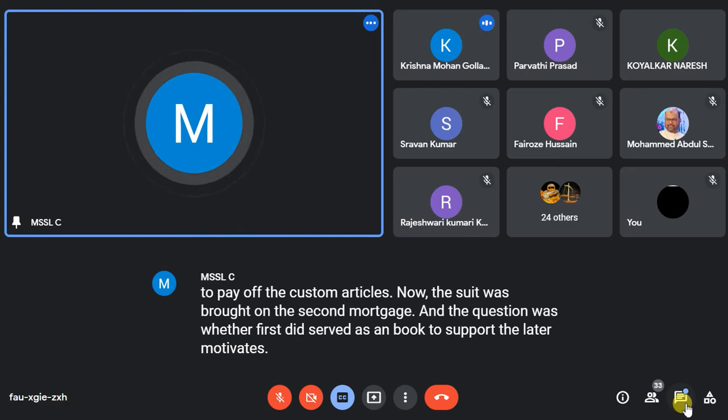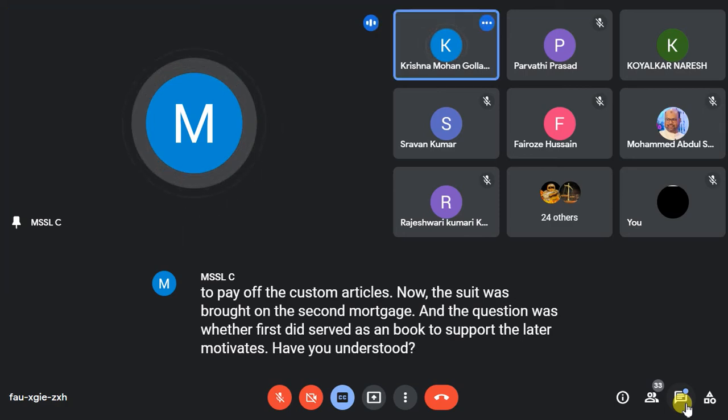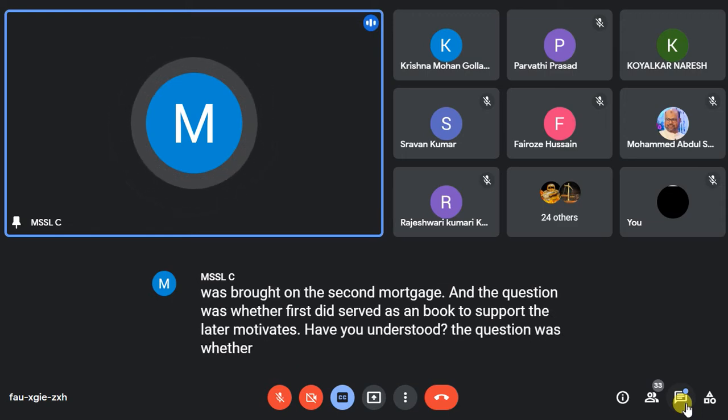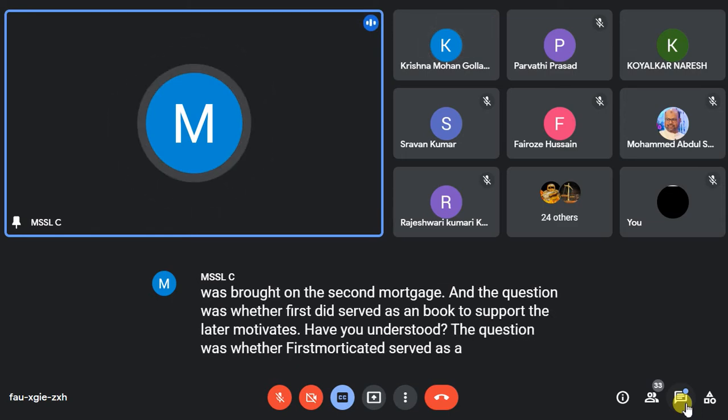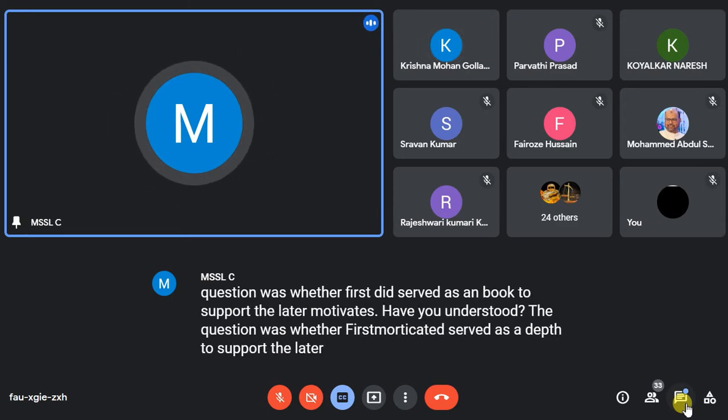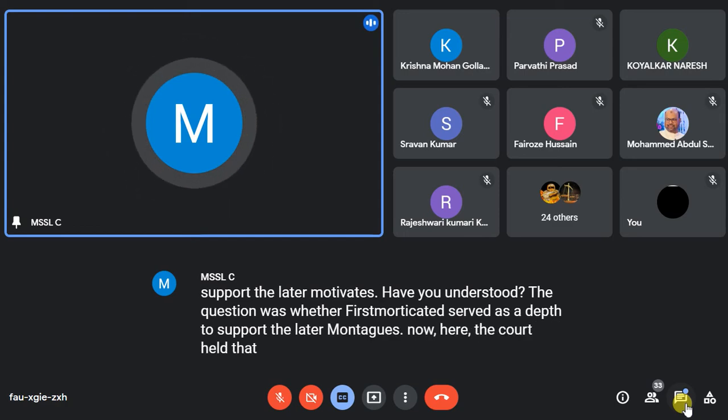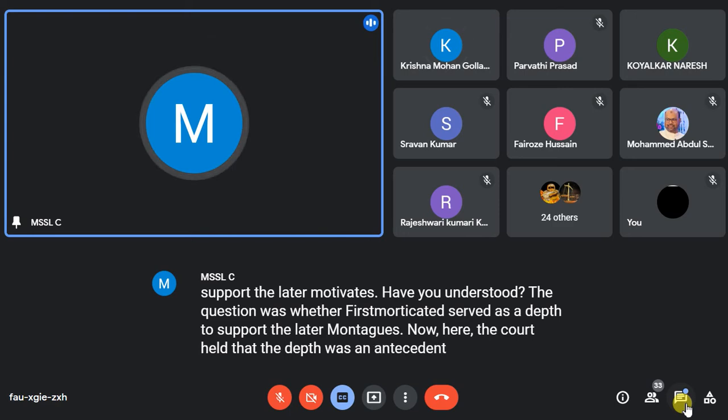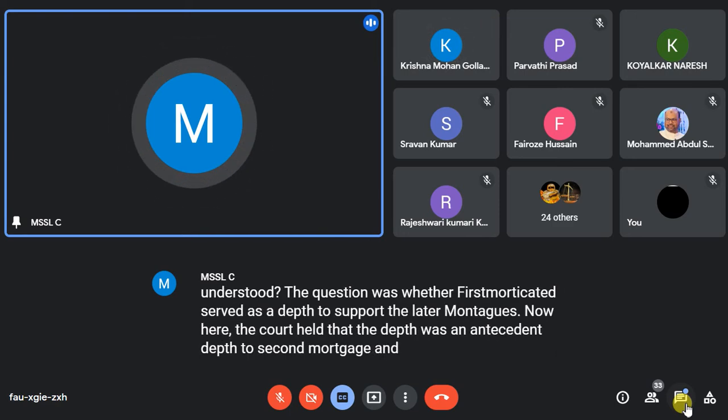Have you understood? The question was whether the first mortgage debt served as a debt to support the later mortgage. Here the court held that the debt was an antecedent debt to the second mortgage and binding on the sons.